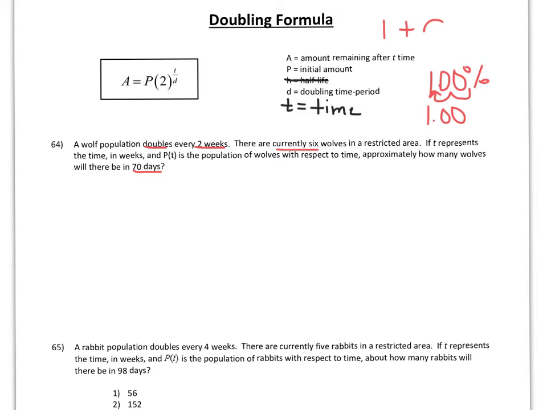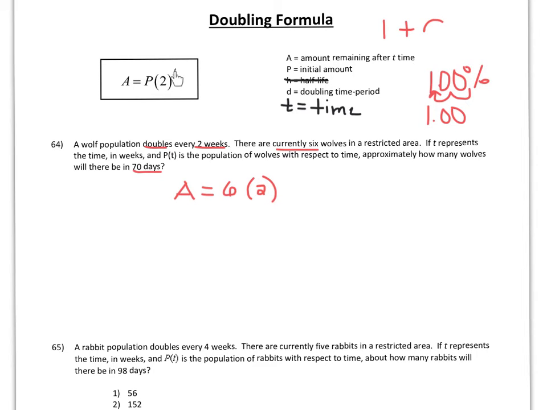All right, so let's take a look. So using this formula, they want us to figure out if we start with 6 wolves and they double every 2 weeks, how many will there be in 70 days? So we're looking for the A, the amount remaining after time T. So I'm going to leave this as an A. And if you weren't sure, you could just plug in everything you know and see what variable you're left with. All right, now P stands for the initial amount, which we know there are currently 6 wolves. That's how many we're starting with. So I'm going to replace the P with a 6. And then in parentheses, we have a 2. All right, and that's going to be to the T over D power.